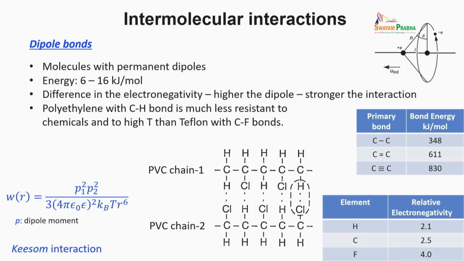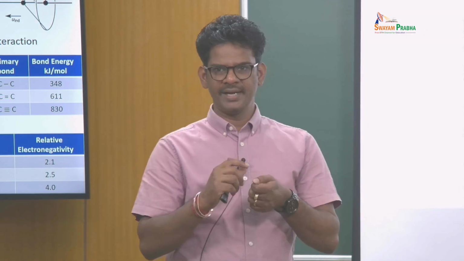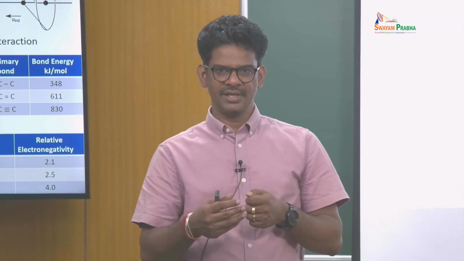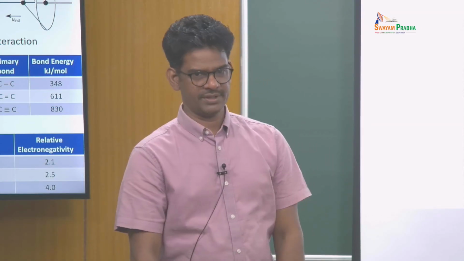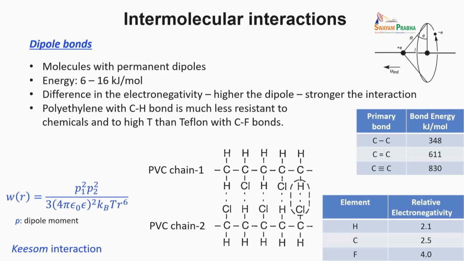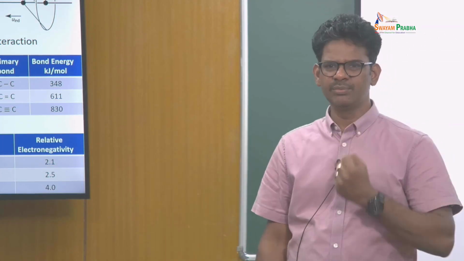And if you see that, what makes these dipole-dipole interactions interesting is that it depends on the electronegativity of the participating pair. If you have a higher difference in the electronegativity of two atoms, you would have a higher dipole, and therefore a higher dipole moment. Here, I have given relative electronegativity values for some of the elements. Electronegativity basically tells you how strongly an atom is able to pull electrons.